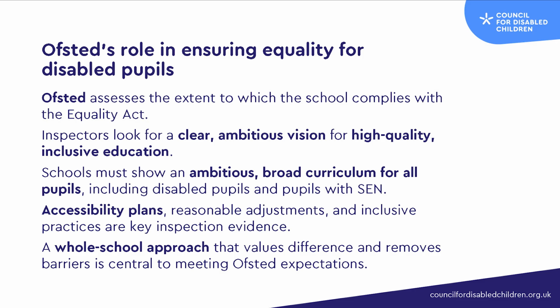Accessibility plans, reasonable adjustments, and inclusive practices all serve as really important evidence. Now, this doesn't mean creating new work just for inspection. It's about using the plans, objectives, and day-to-day practices you already have. When schools adopt a whole school approach, embedding equality into ethos, teaching, and decision-making, they not only meet their legal duties, but also create the kind of environment Ofsted values, one where all pupils can thrive together and difference is seen as a strength.